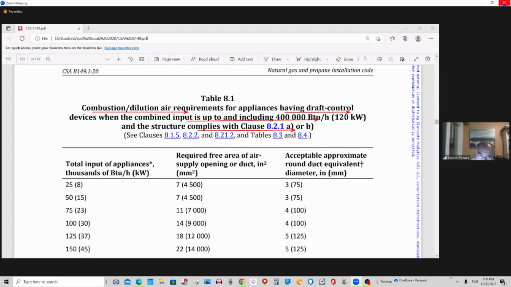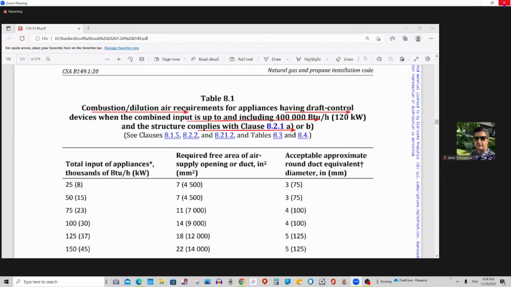Everybody understands so far what this table is regarding? This is regarding natural draft: we need to calculate combustion dilution air, the amount of air which we need for combustion, primary, secondary, and dilution air. For which appliance? An appliance which has a draft control, natural draft. What appliance? Appliance up to 400,000 BTU. And which structure? Tight house, complying with 8.2.1 A and B. Everybody understand? Can I go next?